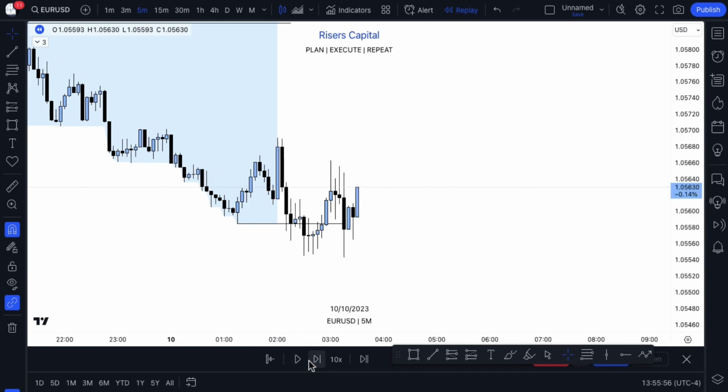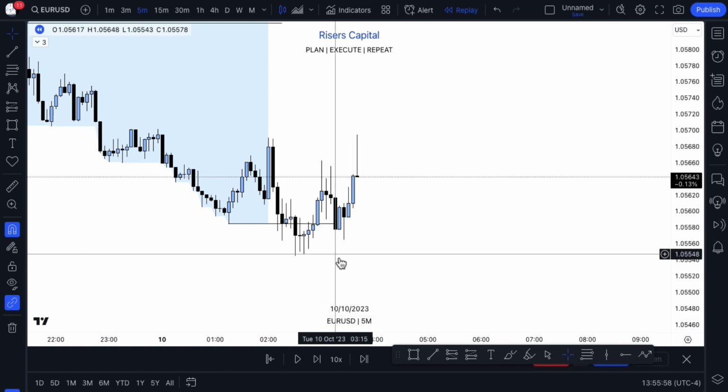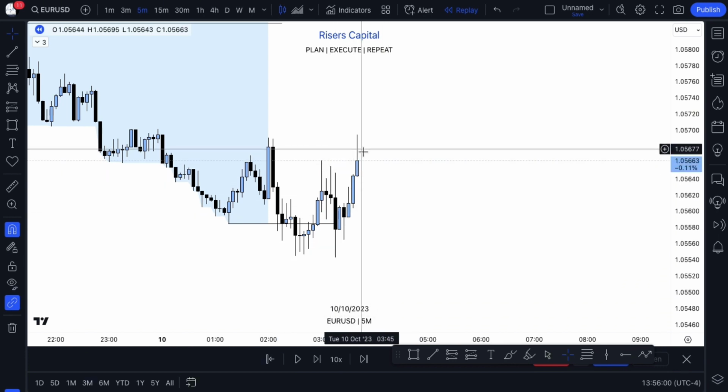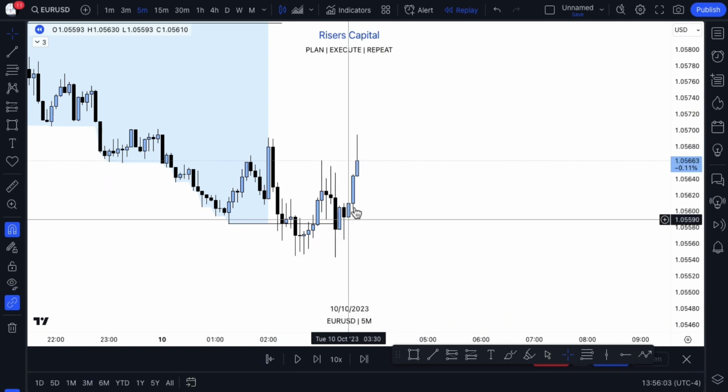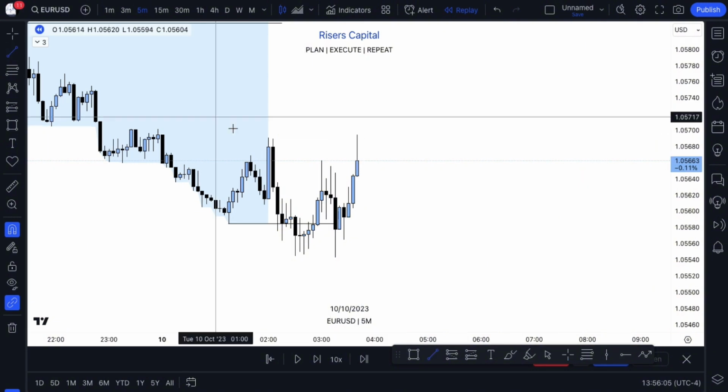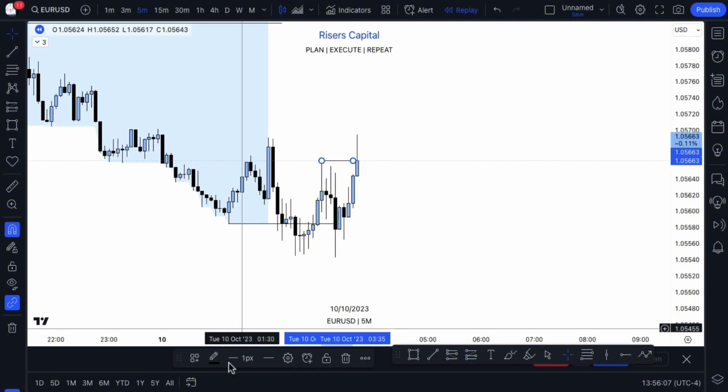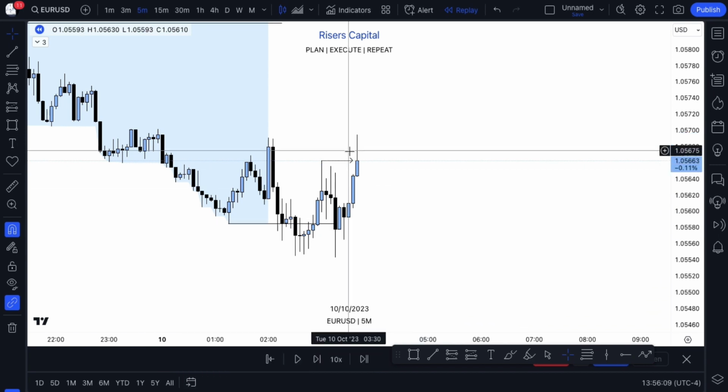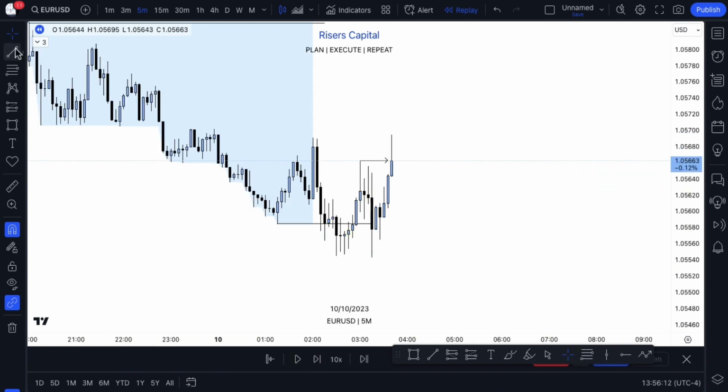We're just still waiting. And there we go. We've now created this displacement move. We've also got a market structure shift. Now some of you may be thinking, how is this a market structure shift? Well, I can tell you how this is a market structure shift.